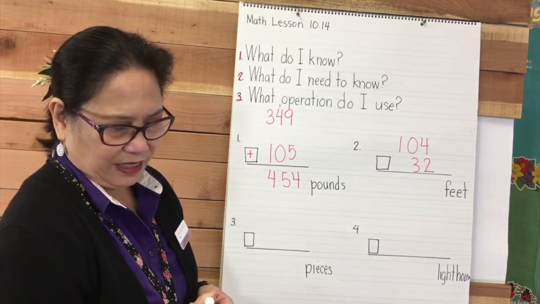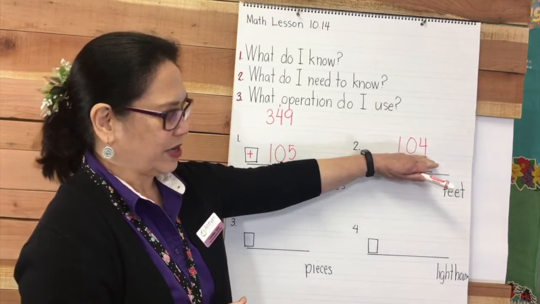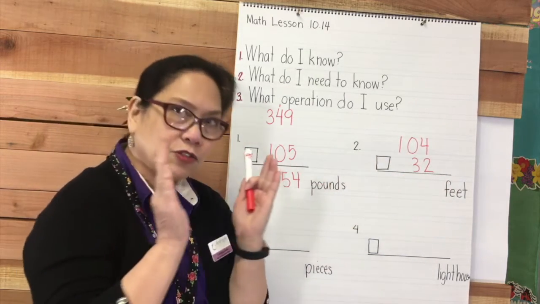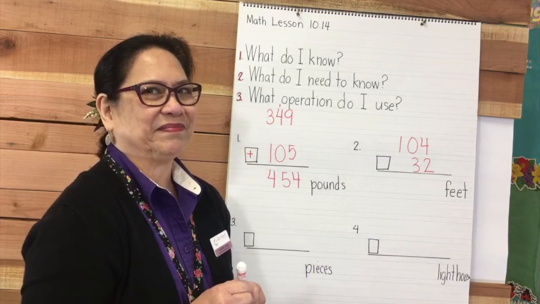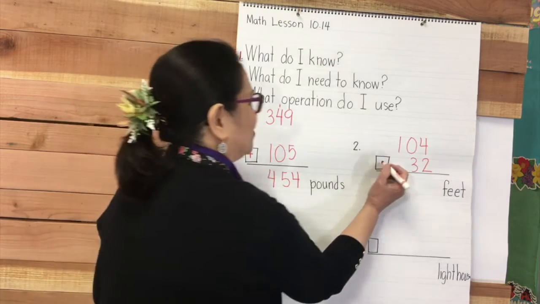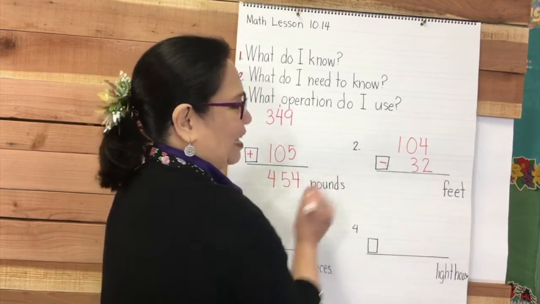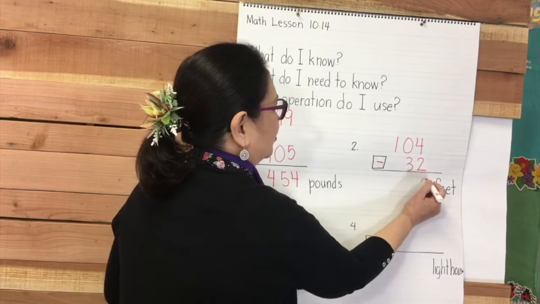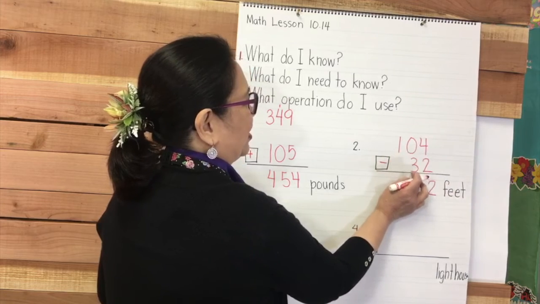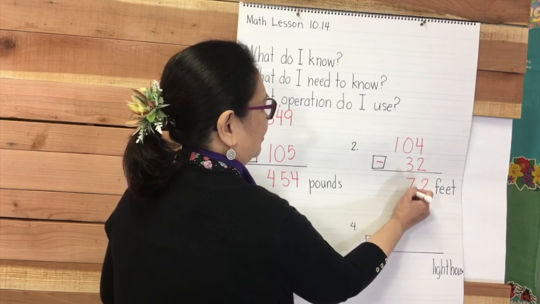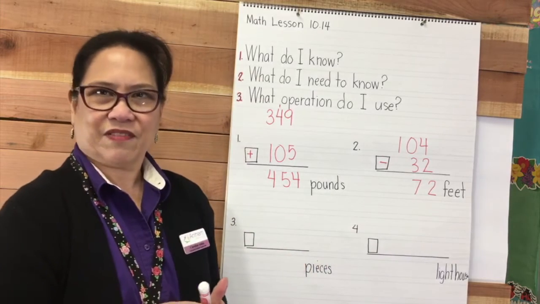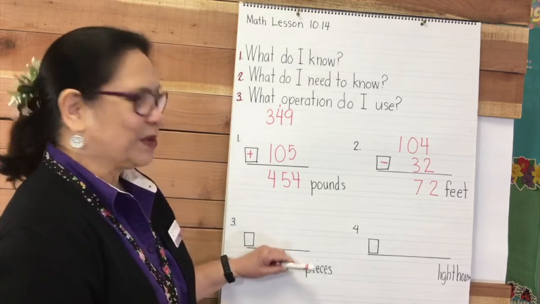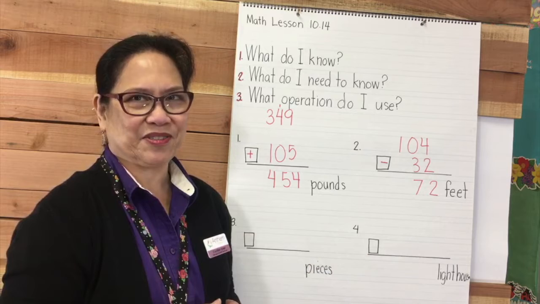Well, if the largest one is already 104 feet long, and the winning sculpture is 32 feet shorter, what is the operation? Yes, it has to be take away. Let us see if we can do it. 4 take away 2 is 2. 10 take away 3 is 7. So the answer is 72 feet. Is it getting easier? I hope so. I will help you with number 3 and 4, then you will do 5 and 6 by yourself.